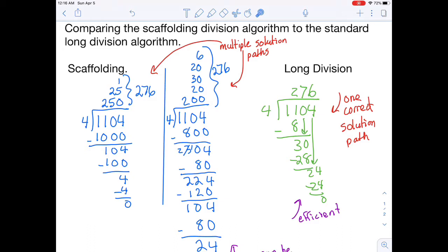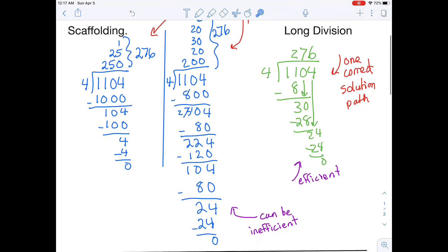If you've done it correctly, you should end up with the same answer. The different solution paths are dependent on the multiplication facts that you chose to use. I can choose the ones that I'm most comfortable with. What happens then is that sometimes the scaffolding algorithm can be quite inefficient, meaning that we can write lots and lots and lots of lines of work to get to the answer.